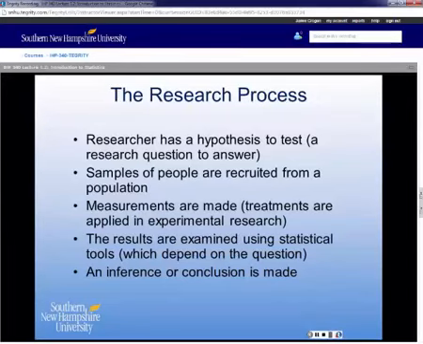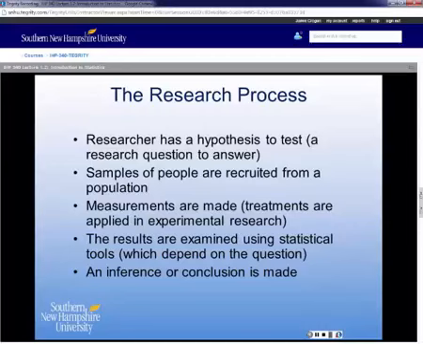Then measurements are made, or sometimes in experimental research, treatments are applied. The results are examined using the statistical tools which we will talk about in this class. Those tools often depend on exactly what that research question is, maybe what treatments were applied, how many experimental groups there were. Finally, a conclusion is made based on what is found in that sample. And remember, the sample is the small group of people who actually had measurements made on them. The inference is the researcher applying that conclusion to the larger population.